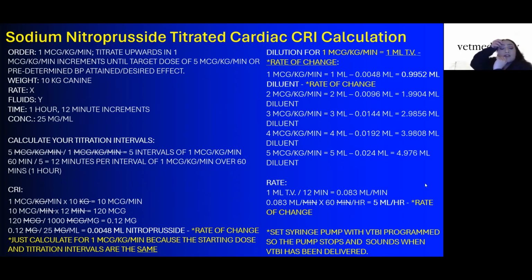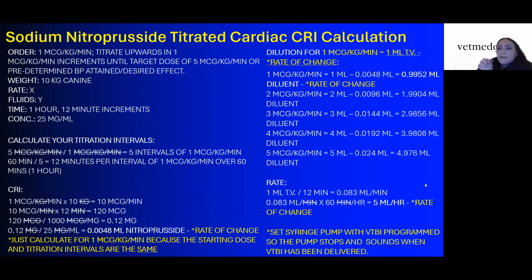And we just calculate for 1 mic per kg per minute because the starting dose and the titration intervals are the same. So we're titrating in increments of 1 mic per kg per minute, but our starting dose is also 1 mic per kg per minute. So we don't need to repeat that math.